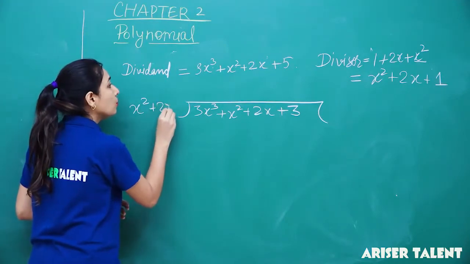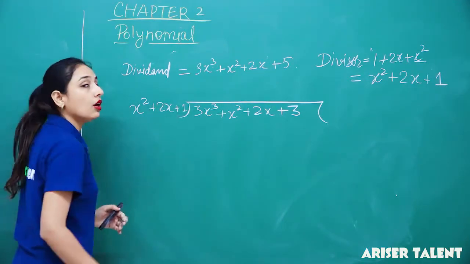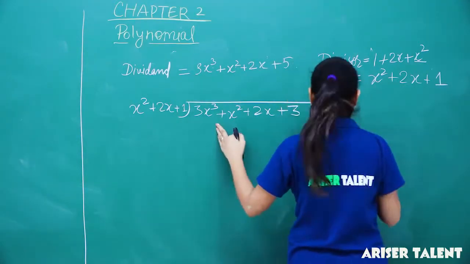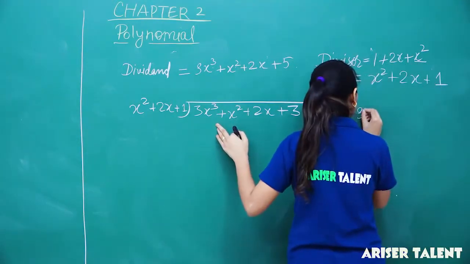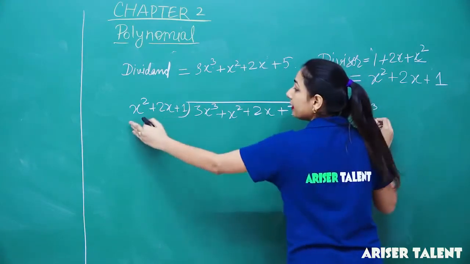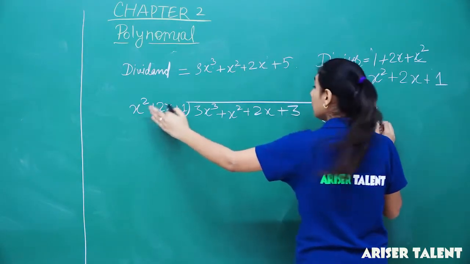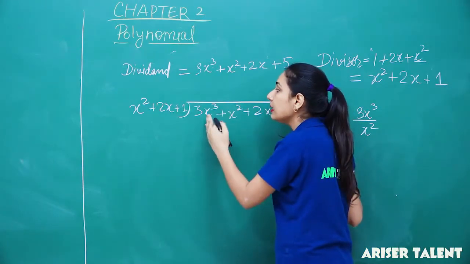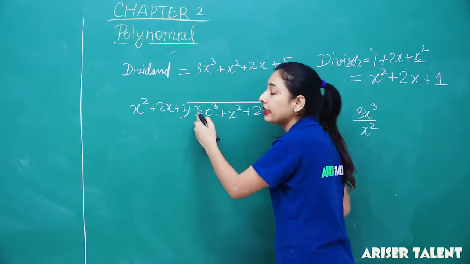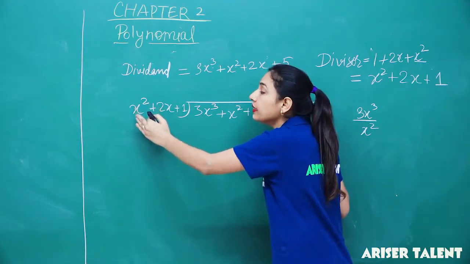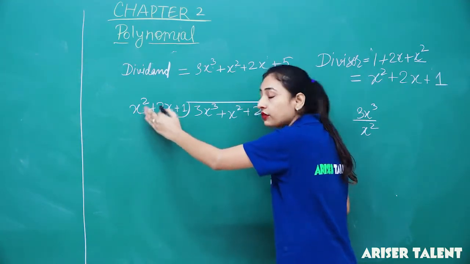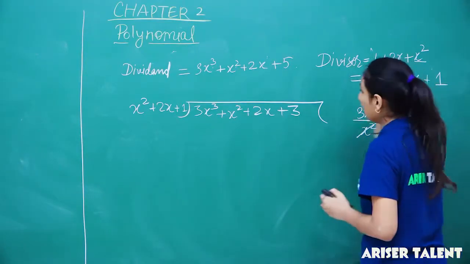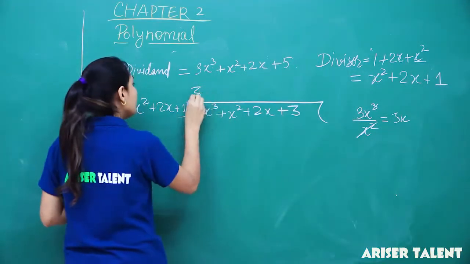x square plus 2x plus 1. Now here we got x square, here we have got 3x cube. So 3x cube divided by x square, highest degree term of dividend divided by highest degree term of divisor. Okay, so it will give you 3x simply. So we will be having 3x here.